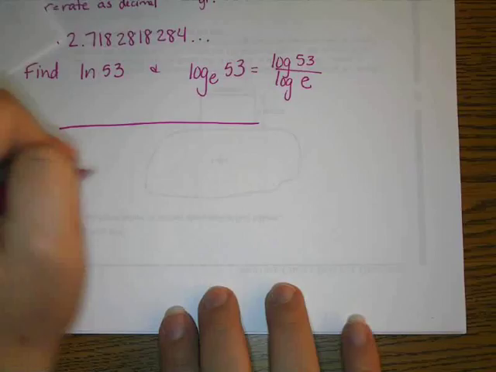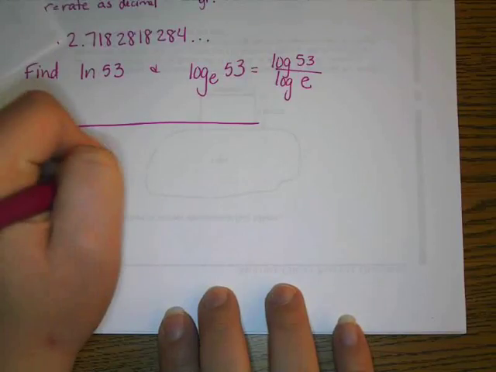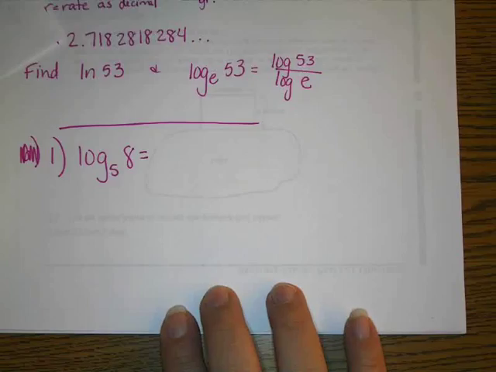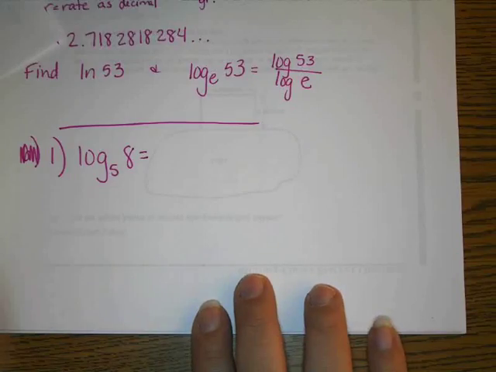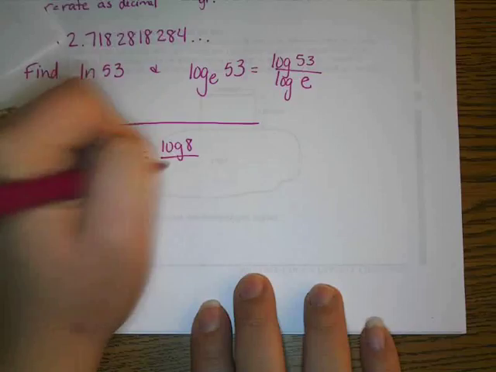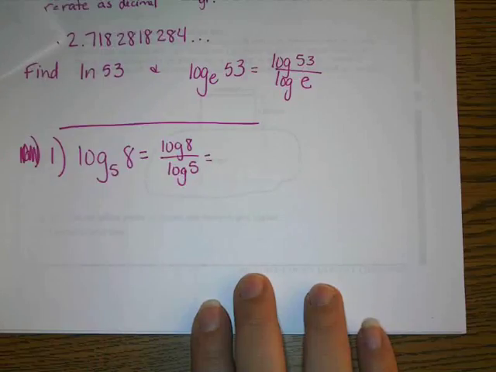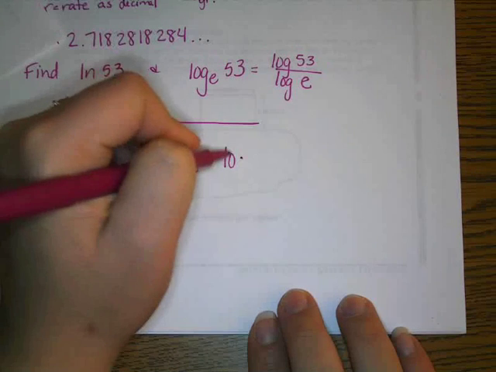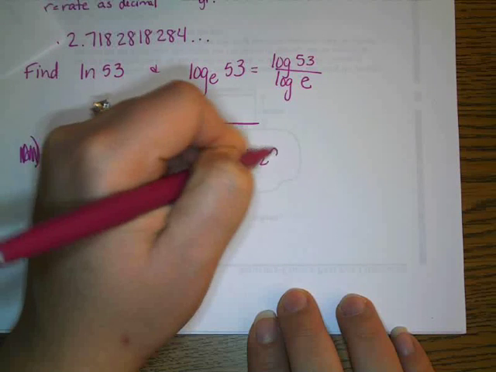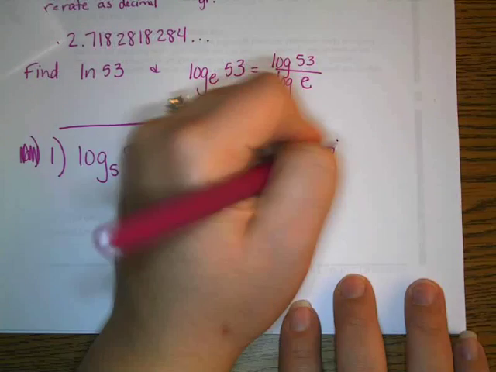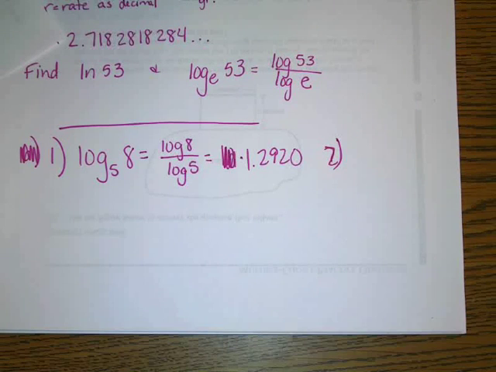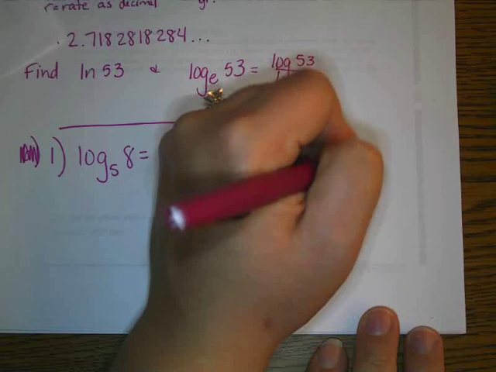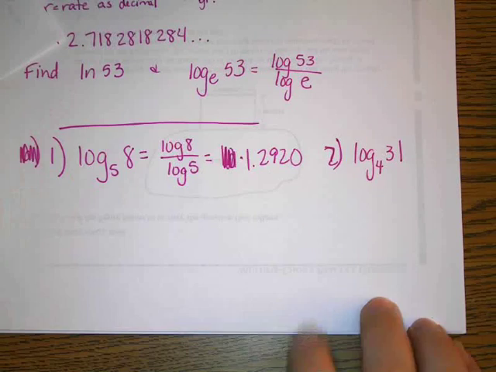Number 1 is if I want to find log base 5 of 8. Again, use that change of base formula. Log of 8 over log of 5, and type that in your calculator. Please do these. Each time I say this, make sure you have your calculator with you and you do that. It's 1.2920. And if you're not getting that, you need to come in and see me or ask a question during class. Number 2, log base 4 of 31. Go ahead and do that.